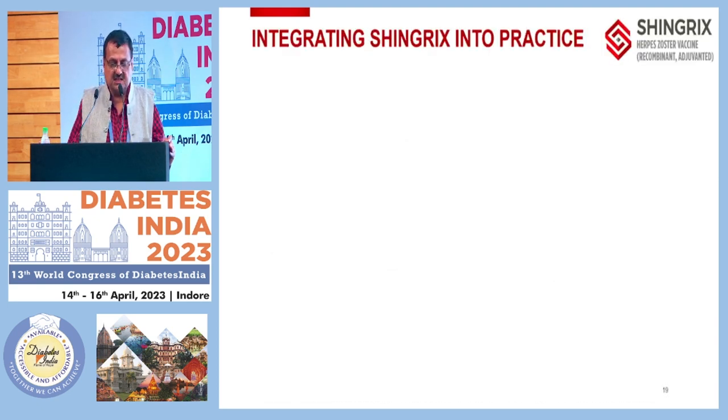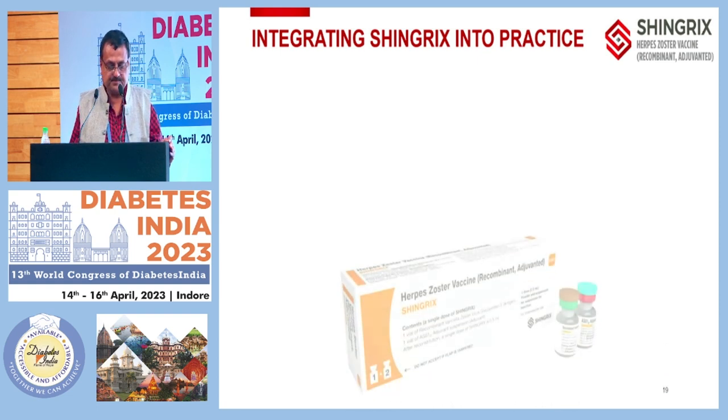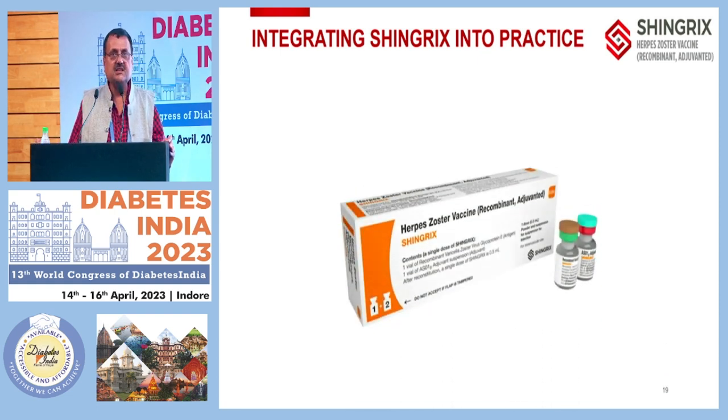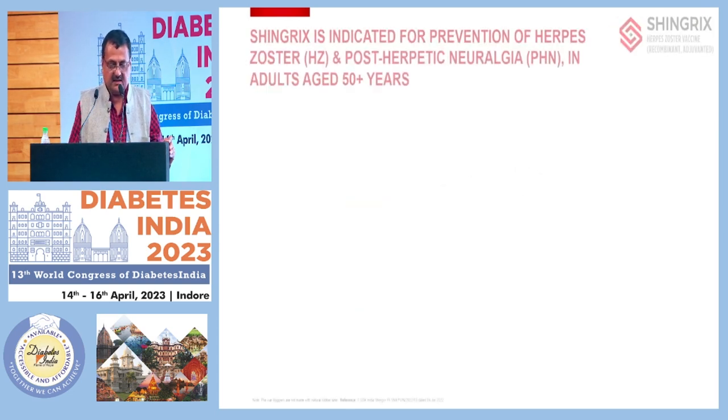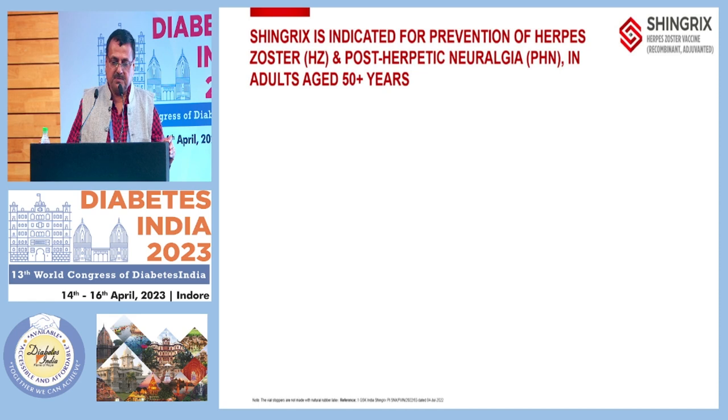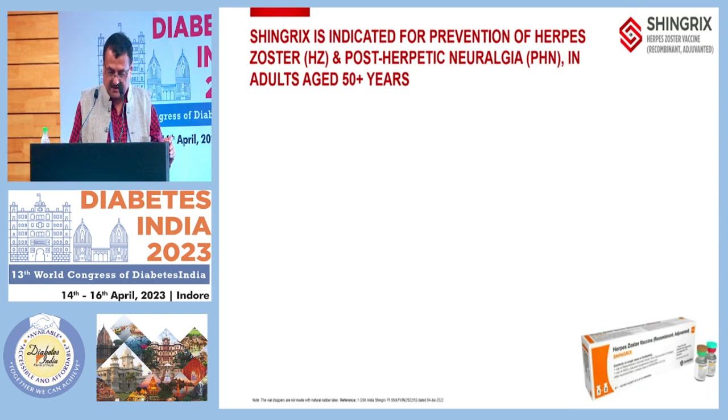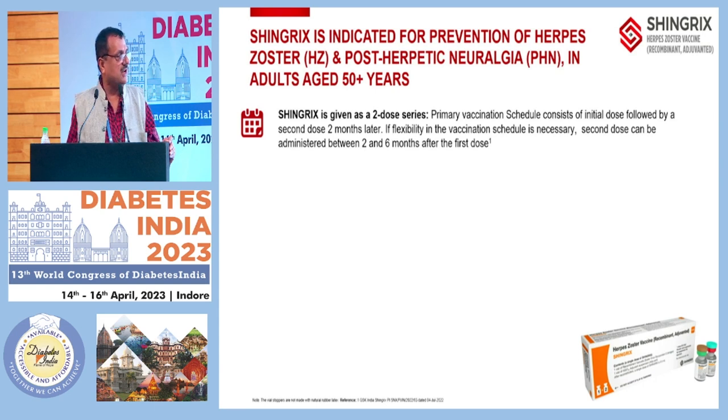Now, integrating Shingles into the practice. Now this has been launched very shortly. It will be available in the market, and it is indicated for prevention of herpes zoster and post-herpetic neuralgia in adults aged 50 plus years. That should be mandatory, and those persons who have other complications like diabetics, those who are immunocompromised, those who have HIV, those who are taking steroids, this should be included.